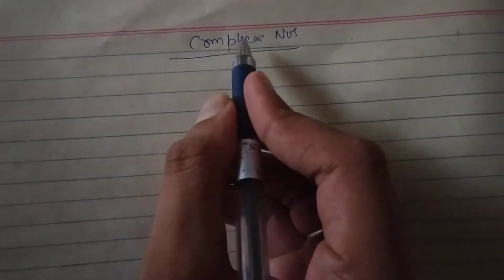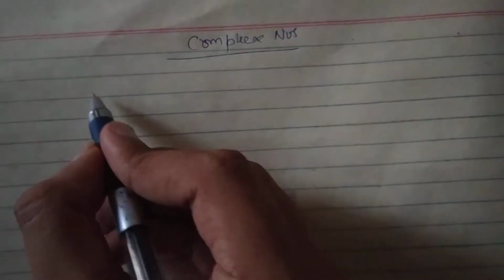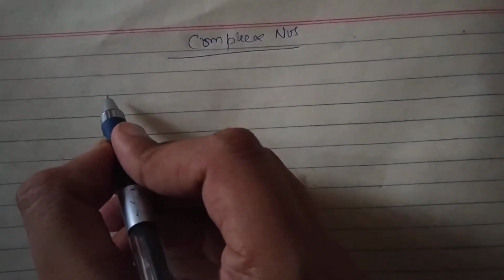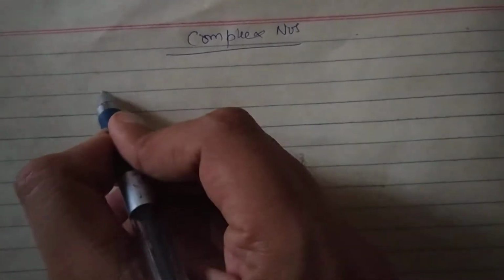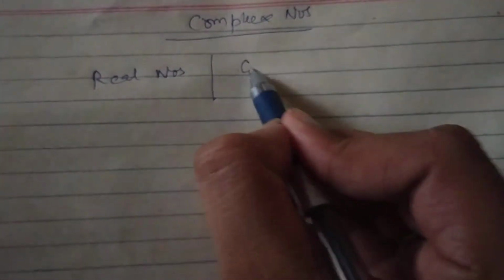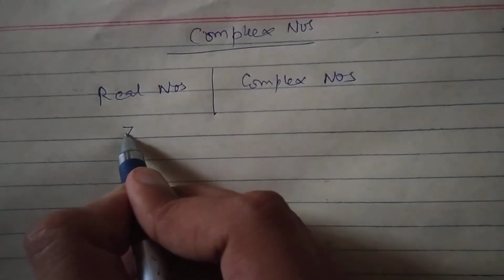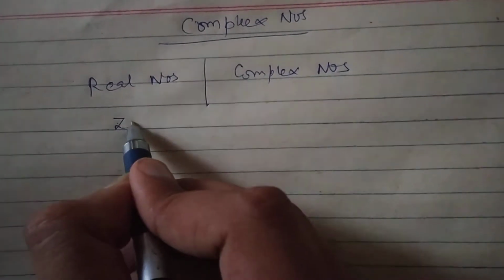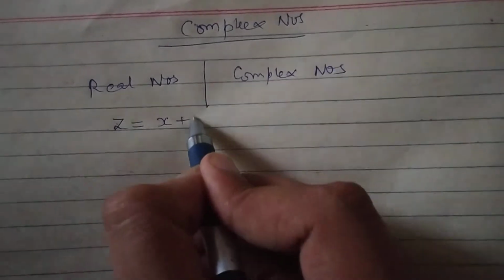So we will be doing a brief introduction on complex numbers. So what is a complex number? When we start talking about complex numbers, there is another field: we have the real numbers, and then we have complex numbers. Now a complex number is of the form, let's say we assume z is a complex number, x plus iota y.